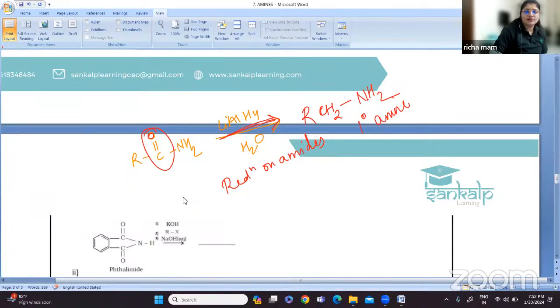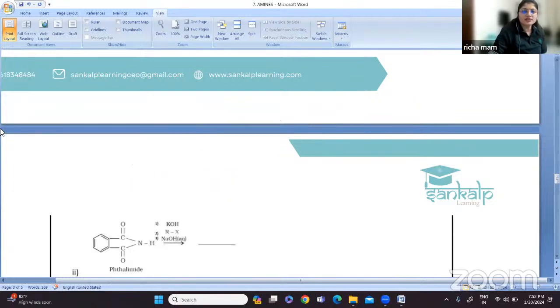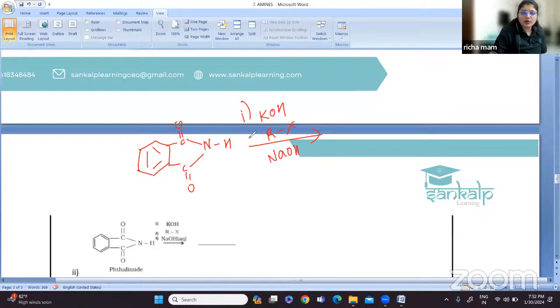Next question here. So this is another reaction wherein you have a phthalimide, with C double bond O, C double bond O, and then N-H. You react it with KOH, then R-X, then NaOH. Steps 1, 2, and 3.